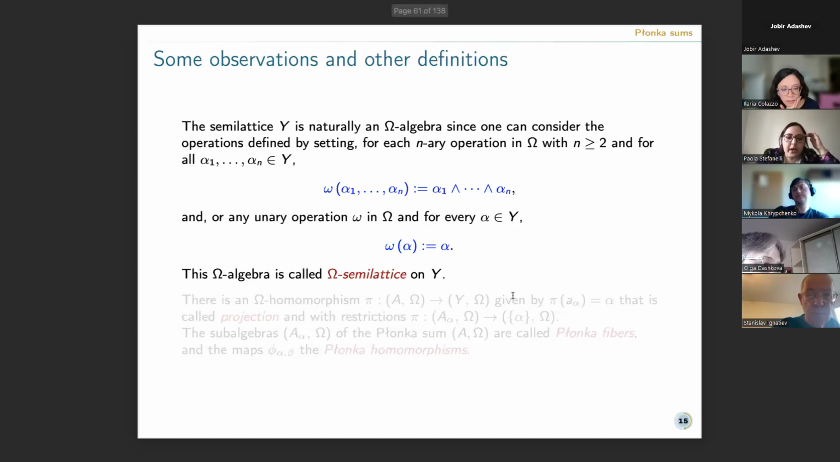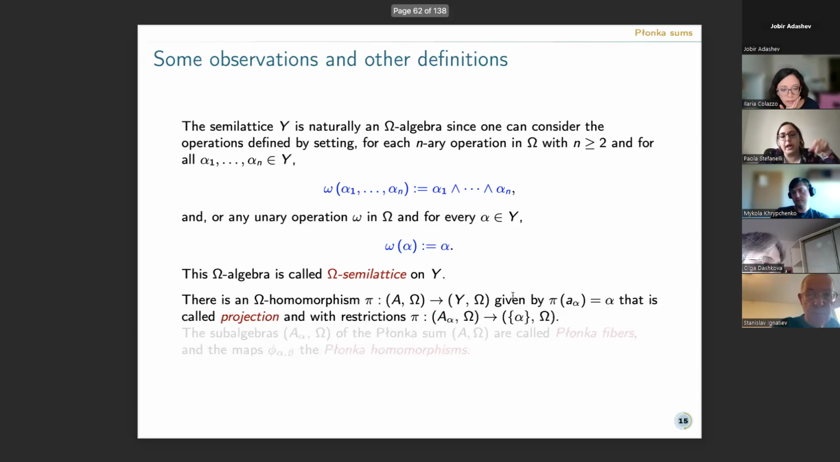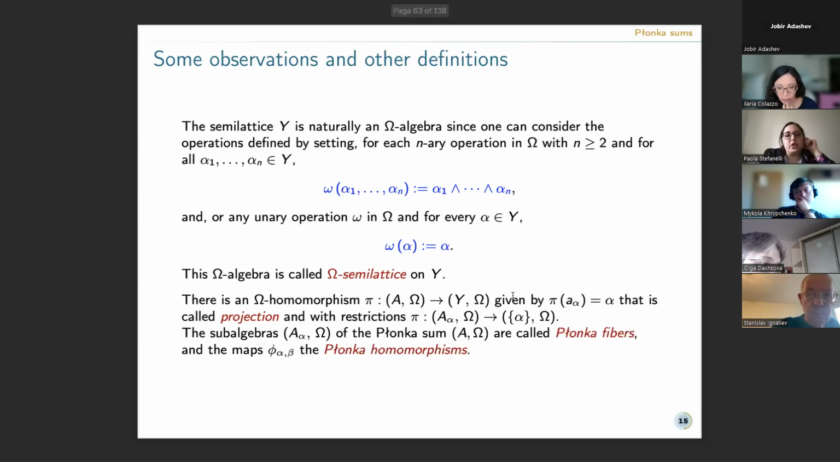This omega algebra is called omega semilattice of Y, and it is important to note that there exists a homomorphism between the omega algebra A omega, the Płonka sum, and this omega semilattice on Y, that is given by this map P, defined by P of a equal to alpha, that is called projection, that has this restriction on these subalgebras A alpha omega that are called Płonka fibers. These other maps, phi alpha beta, are called Płonka homomorphisms.